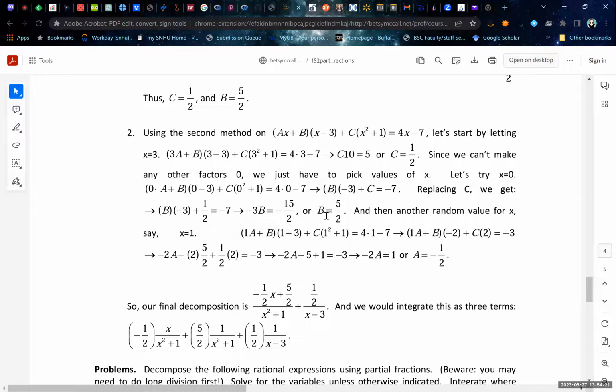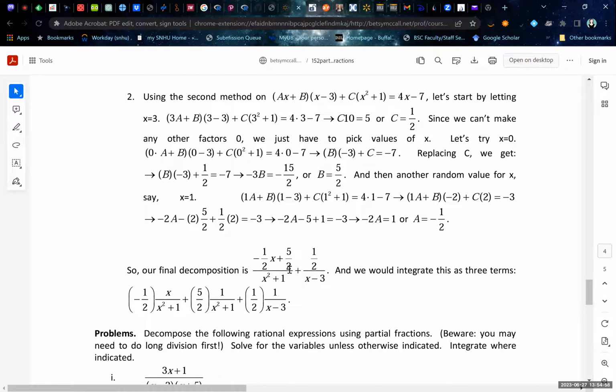And then you just keep doing this, usually with small values, until you find all of your coefficients. Let's say x is equal to 1. That will preserve the a, but we already know what b and c are. So now it's just a matter of plugging in, simplifying the equation, plugging in our values for b and c, and then getting a by itself. And we get the -1/2 that we had earlier. And so finally, we end up with this expression.